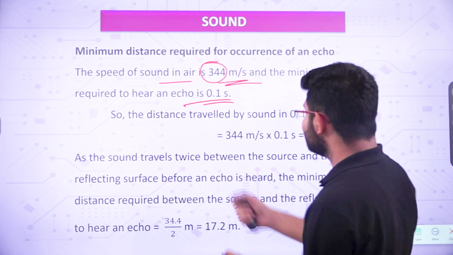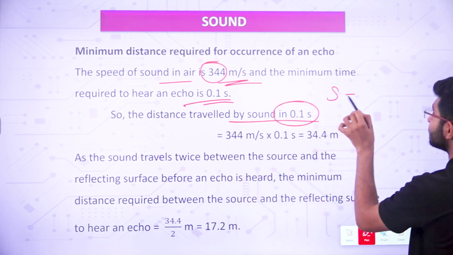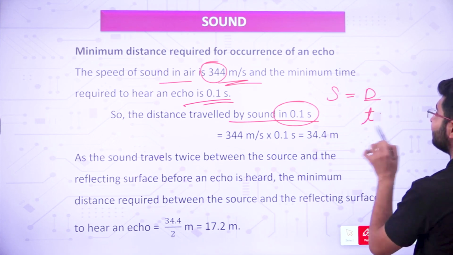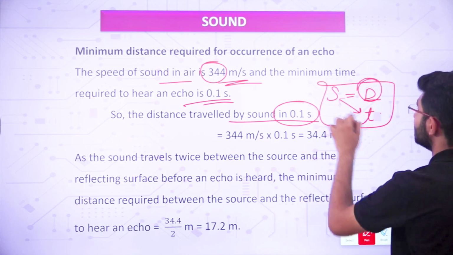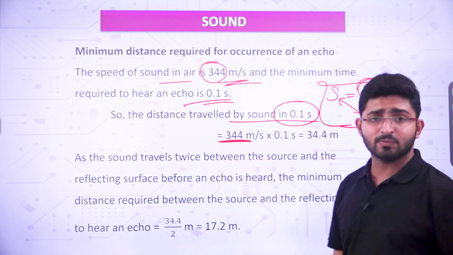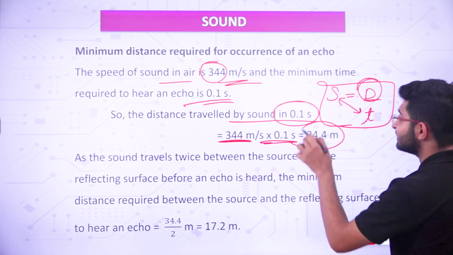The distance traveled by the sound in 0.1 second is what? We know that speed is equal to distance upon time, right? So if I am going to find the distance, distance becomes speed into time. Speed is 344 meter per second and time is 0.1 second. So I am getting the distance as 34.4 meter.